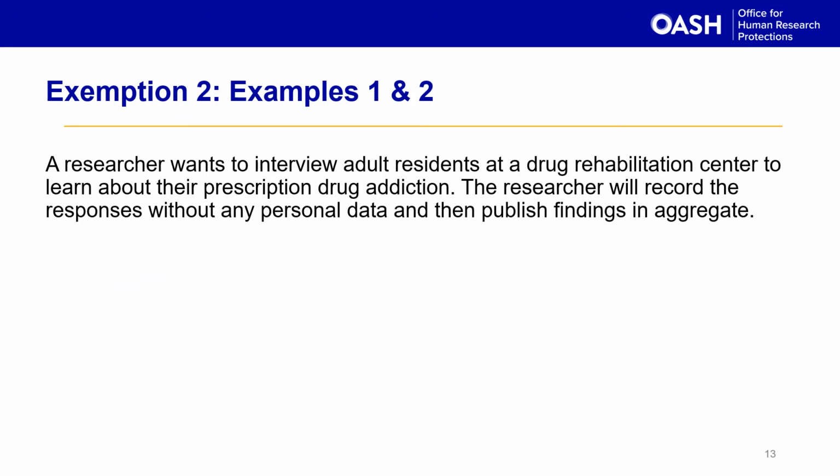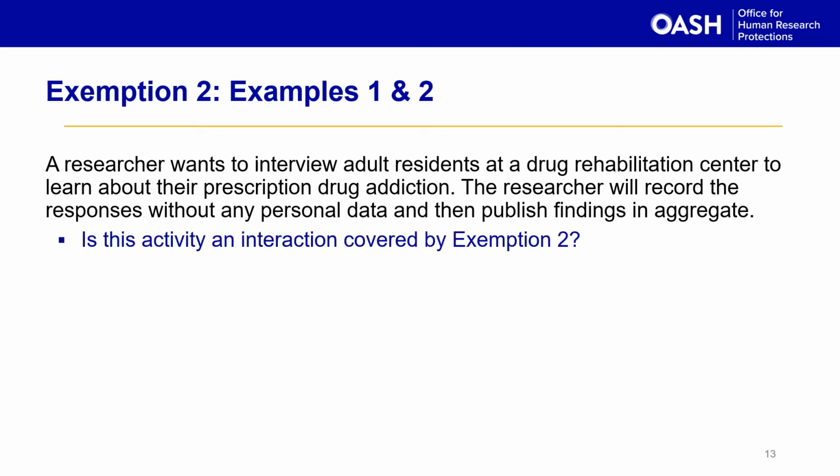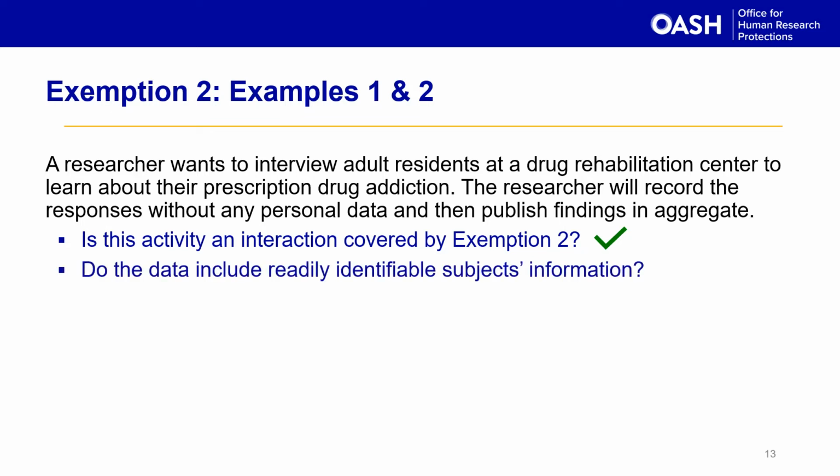Let's look at an example. A researcher is interviewing adults about their prescription drug addiction. The information is recorded without any personal data. Are interviews allowed under Category 2? Yes, interviews are one of the permitted interactions. Do the data readily identify any of the subjects? No. Any identifiers are stripped and the information is published in the aggregate, so there is no link. Exemption 2 would likely apply here.